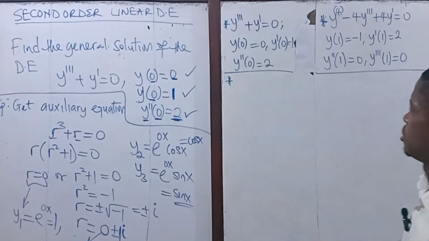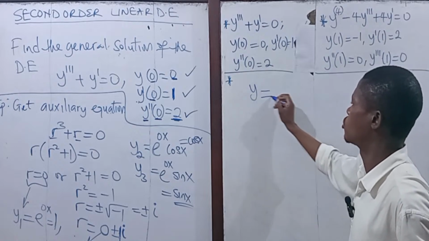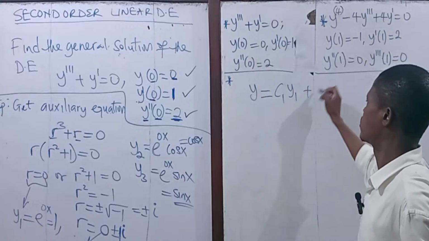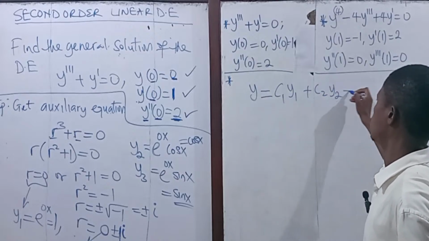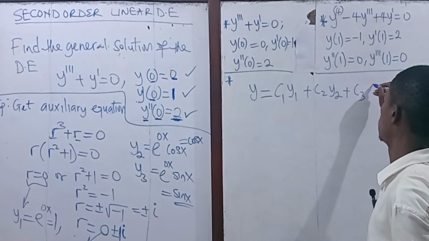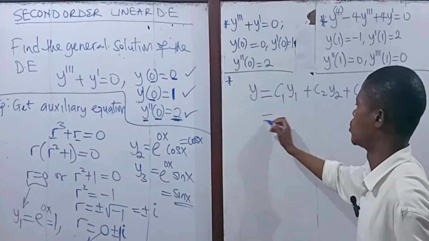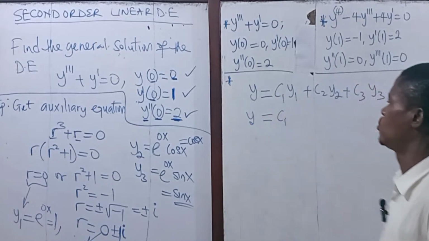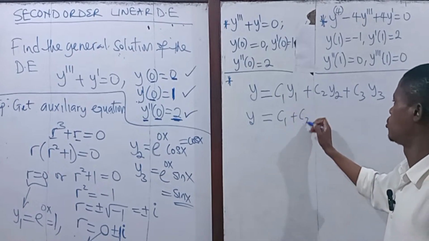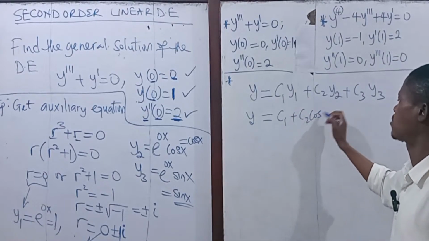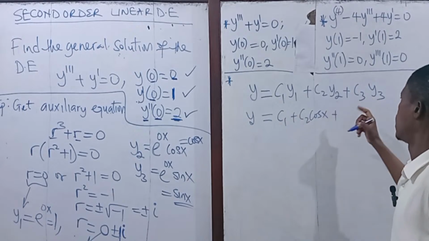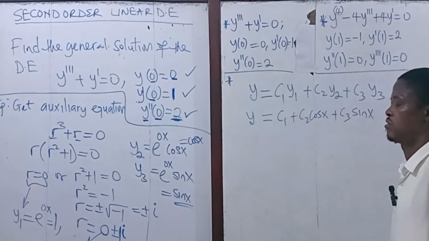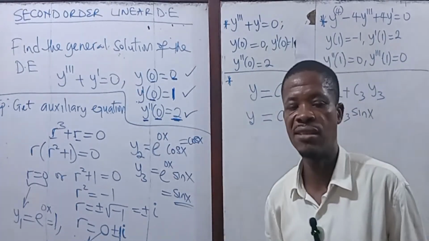The general solution will be y equals c1 times y1 plus c2 times y2 plus c3 times y3. And that will be equal to, my y1 is 1, so I have c1 plus c2 times my y2, which is cos x, plus c3 times my y3, which is sin x. Okay, so that's that.